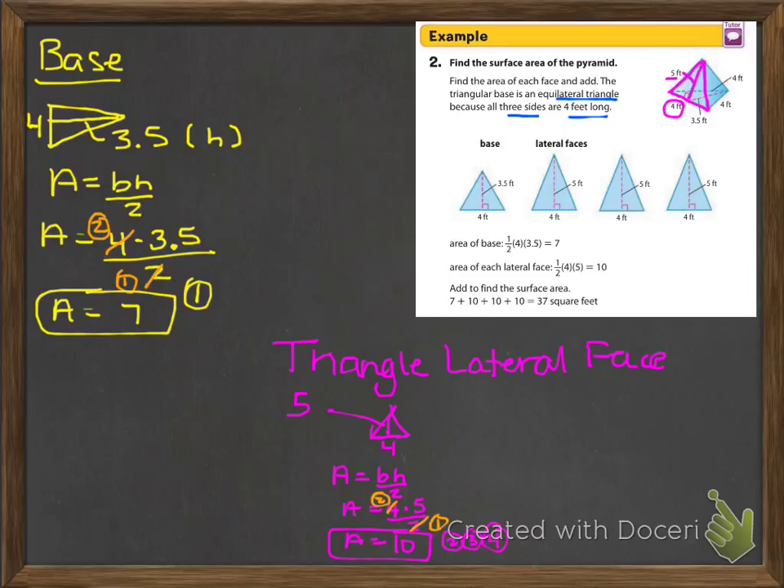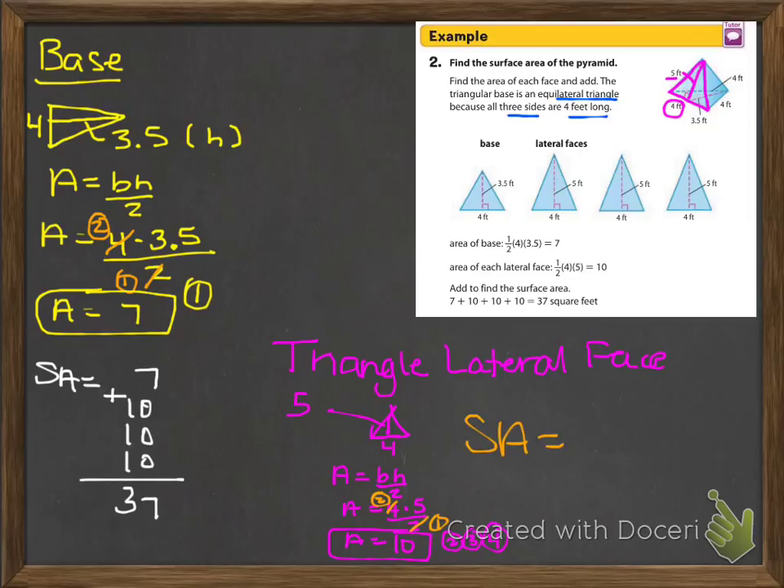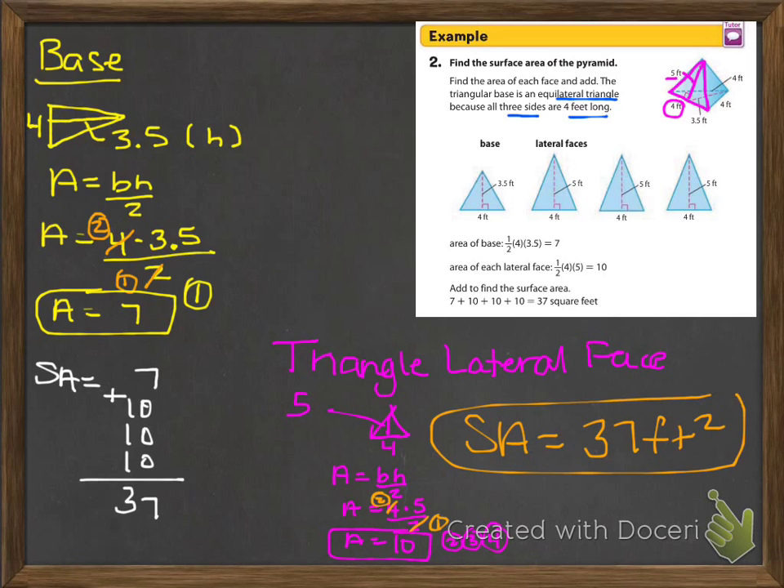So now you want to find the surface area, you want to add the 7 and then 3 of the 10s. So as you can see, the final surface area for this problem is going to be 37 feet squared. Don't forget, it's feet squared, not feet cubed or just feet, because you're talking about area.